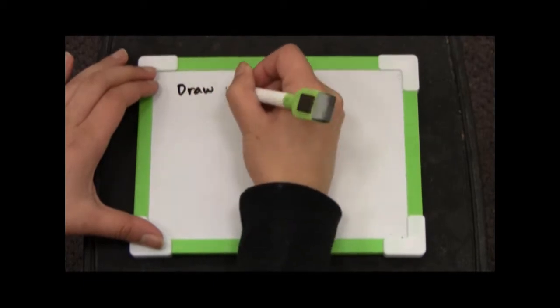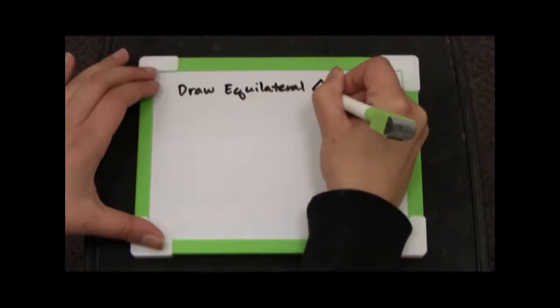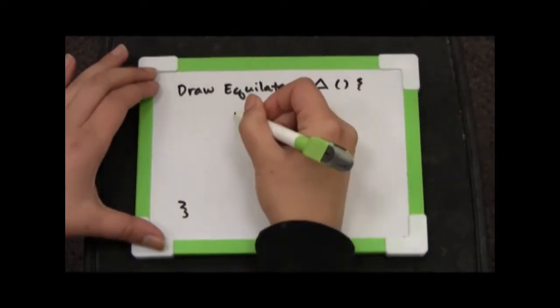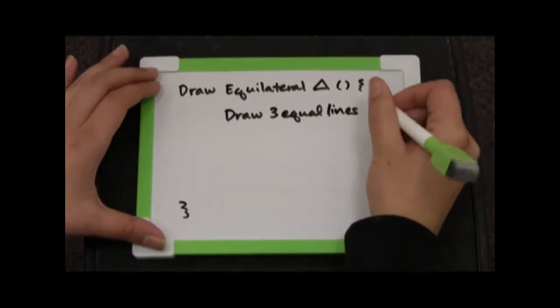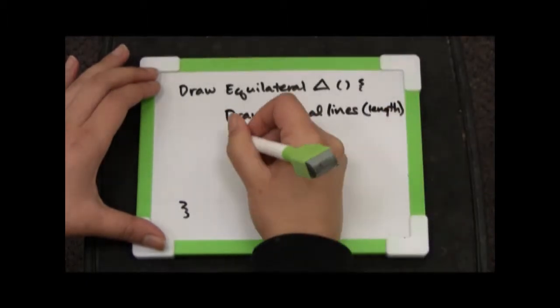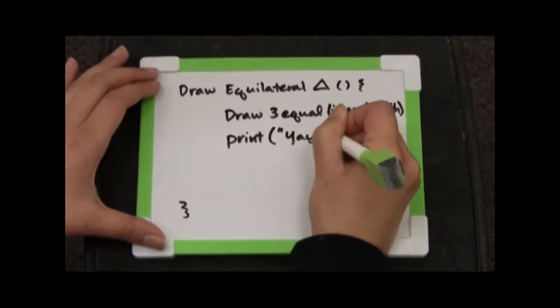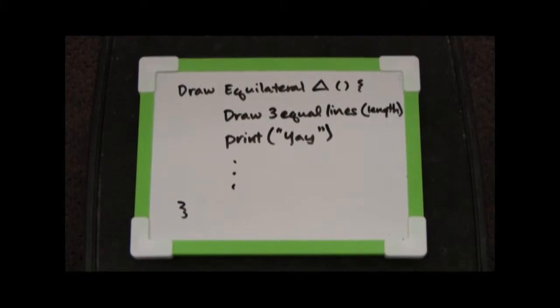Let's say that we have a function called draw an equilateral triangle. A function within the draw a triangle function is draw 3 equal lines, which takes a length as a parameter. After this function finishes, there is another function to print out yay.